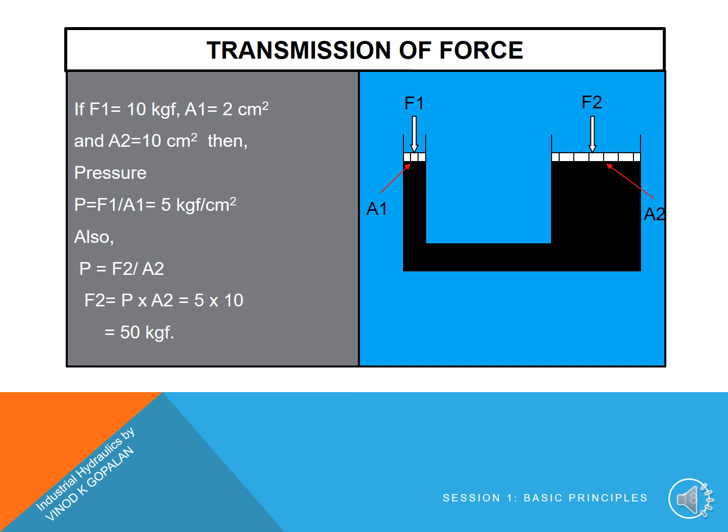Now the pressure exerted by force F1 is P equal to F1 by A1, that is equal to 10 by 2, that is equal to 5 kgf per square centimeter. Now according to Pascal's law, this pressure is the same in every direction. That is, F2 by A2 is equal to P, that is equal to 5 kgf per square centimeter. Therefore F2 is equal to P into A2, that is equal to 5 into 10, that is equal to 50 kgf. So by using Pascal's law, by applying a small force, we can achieve a large lifting capacity.